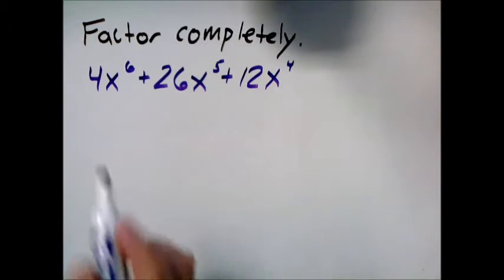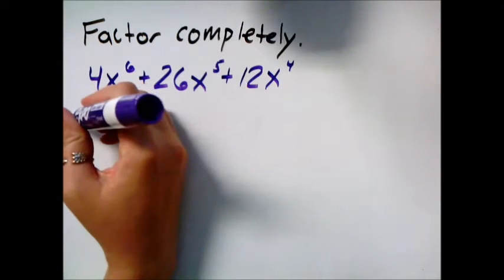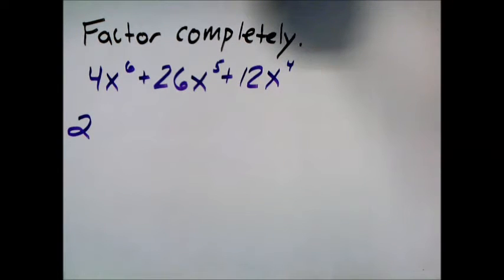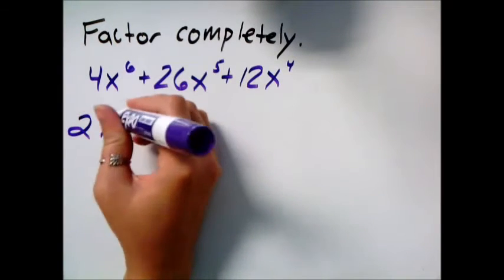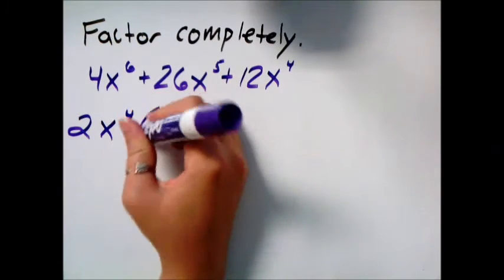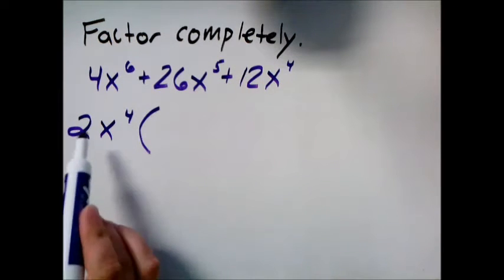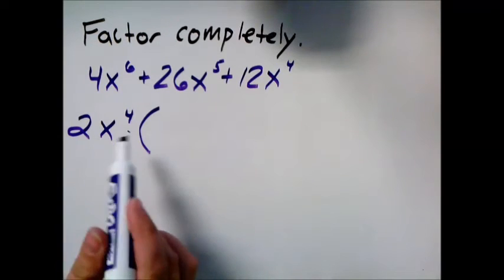easier to factor. Okay, so 4, 26, and 12, I think I can divide those all at least by 2, because 4 works for 4 and 12, but then 2 and 13 gives you 26, so I can't do anything bigger than 2. And they all have at least an x to the 4th, right? This one has x to the 4th, and the rest have more than that. So then I picture, what did I multiply this by to end up back here? Kind of easier than thinking of division.